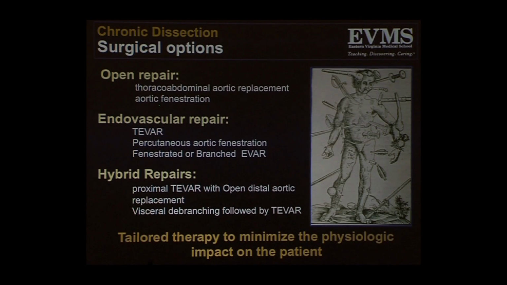All in all, the way you decide amongst all those surgical options is that you have to tailor the therapy to minimize the physiologic impact of what you're doing on the patient in front of you. I think that's one of the most key things to consider. That's why when I deal with those patients, there are a few preoperative considerations, some that are patient-related, some that are directly aortic-related.